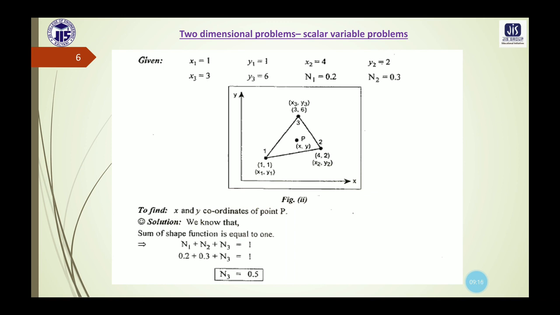So let us draw the diagram in the required way, where we will draw the point P inside this triangular element, and the coordinate of this point P, it is x and y. So here as the coordinate of the nodes 1, 2 and 3, these are given, so you can easily write the value of x1, y1, x2, y2 and x3 and y3.